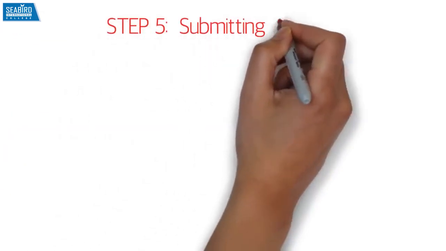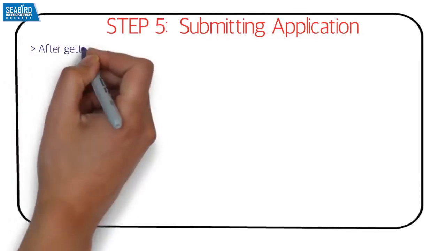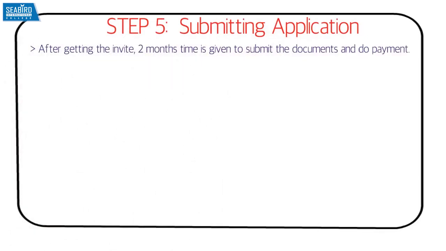Okay, step 5, submitting your application. After getting the invite, you are given 2 months' time to submit the application, the documents, and do the payment. I suppose earlier it was 3 months because it was divided into two parts. You had to do the payment first, and then you were given around 1 month to submit the documents. But now you have 2 months to submit the documents and do the payment at the same time.